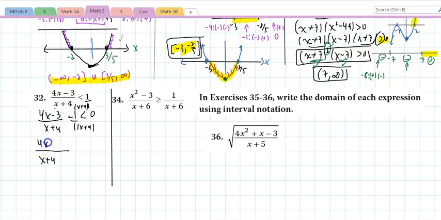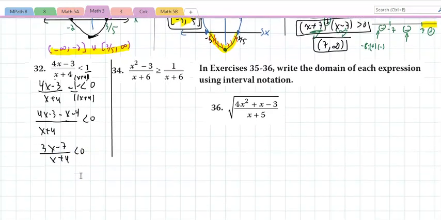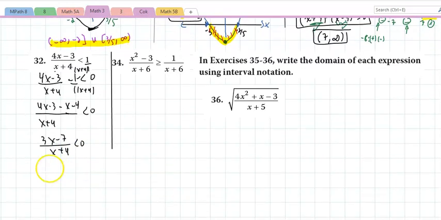And that will be 4x minus 3 minus, if you distribute the -1, minus x minus 4. This will be (3x minus 7) over (x plus 4). And you do the same thing pretty much. You put a number line and you say, you know what, we could graph this again. We're going to graph this in the same chapter with polynomials.